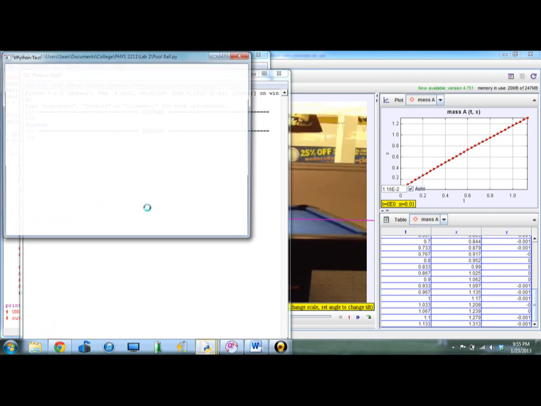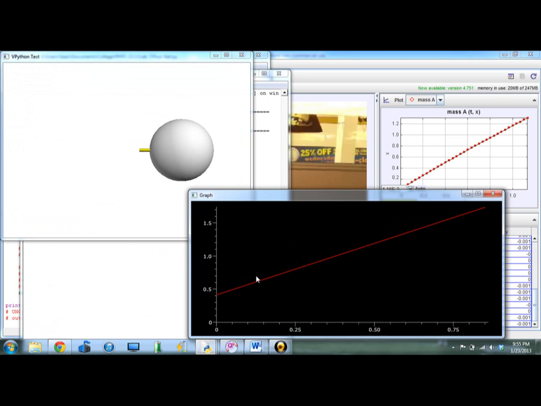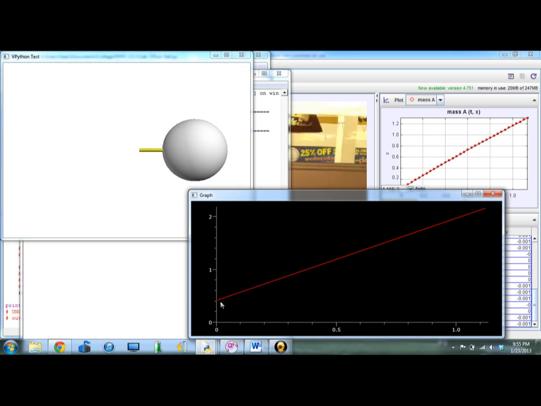So if we look at that, you see that the same graph comes up, only it's slightly higher. The y-intercept is at 0.4 instead of at 0.